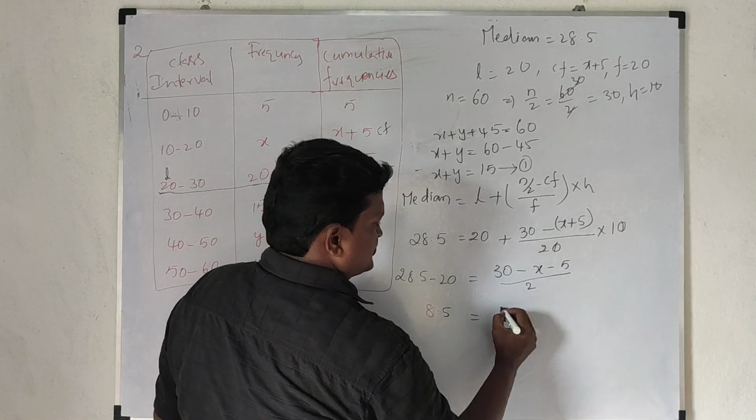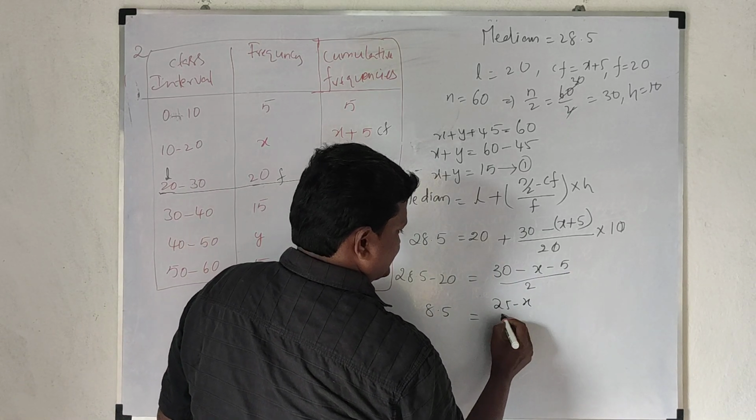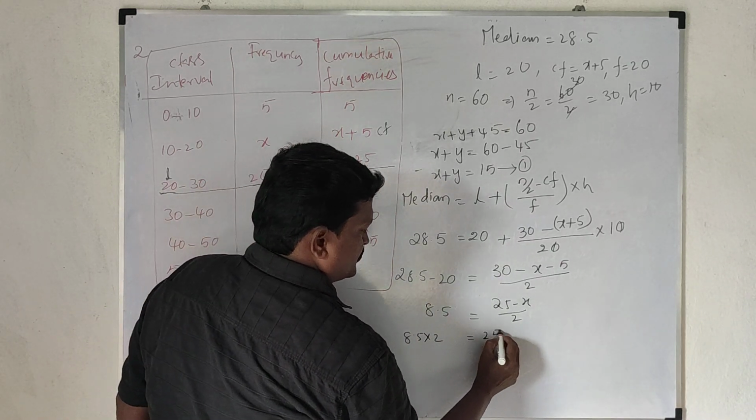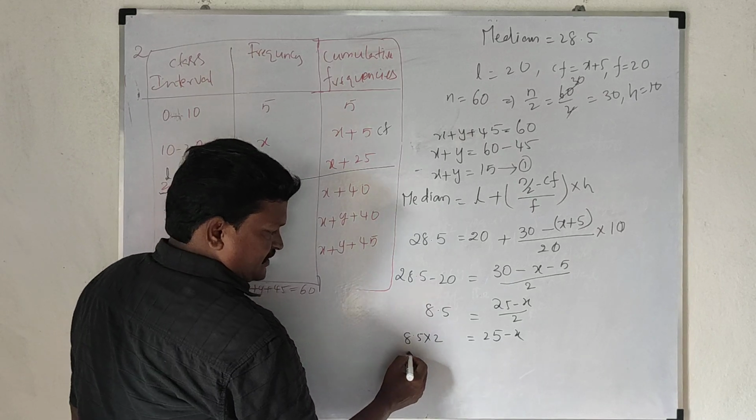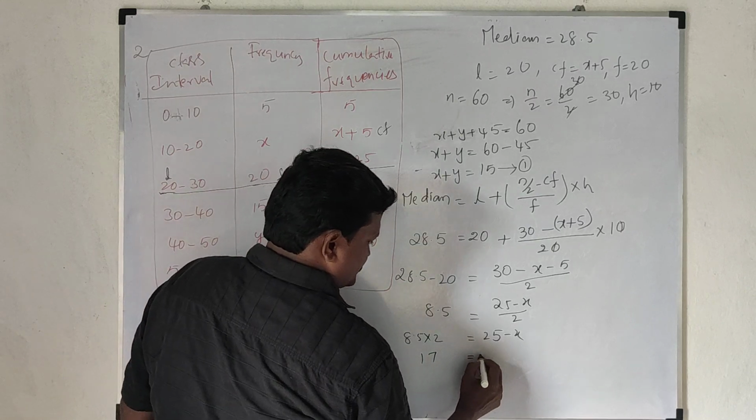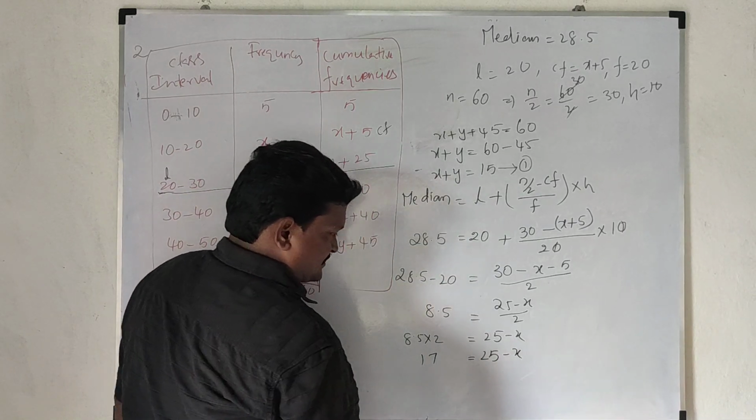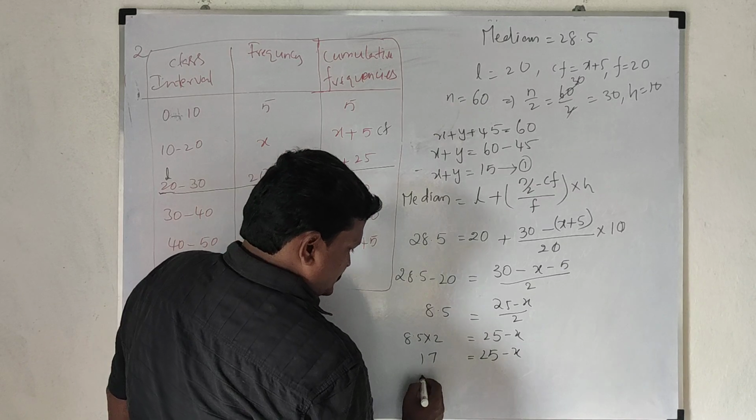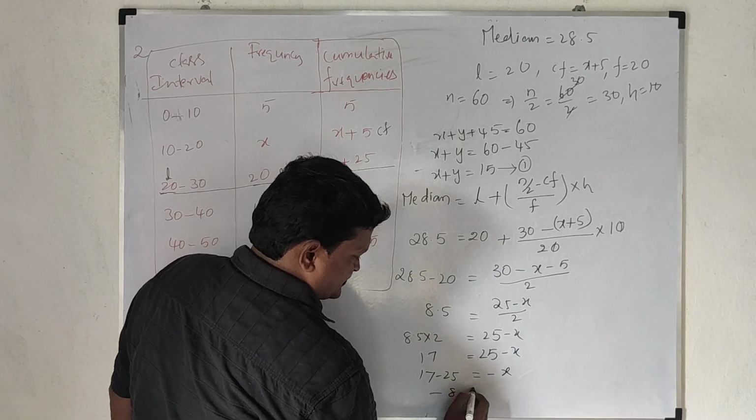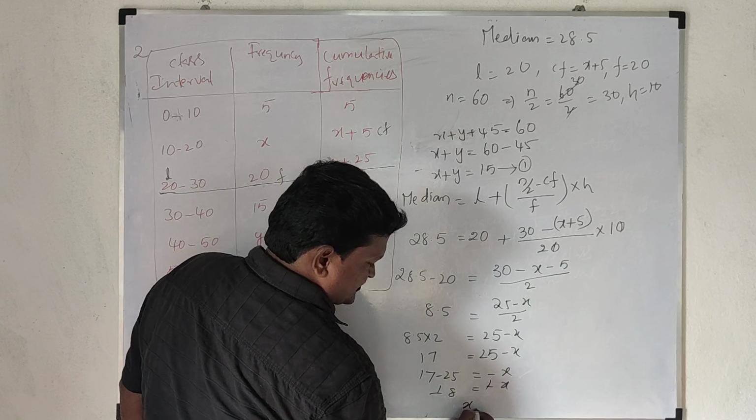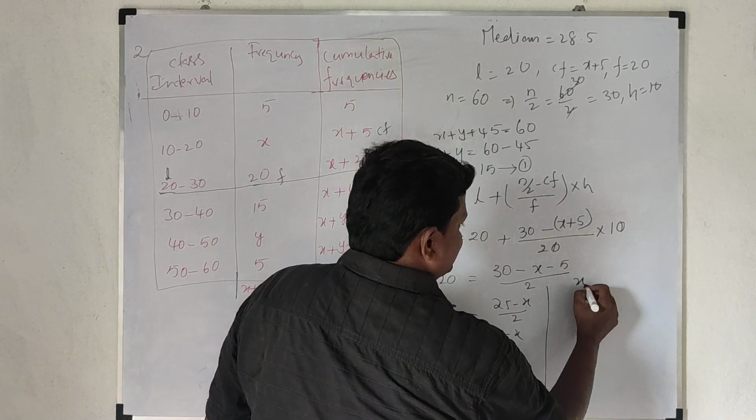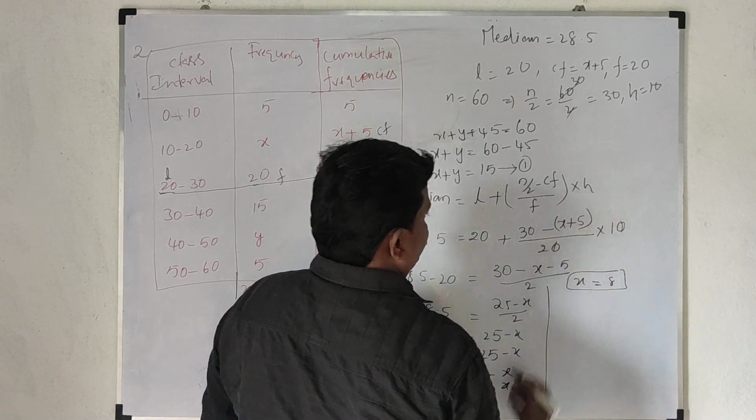8.5 is equal to (30 minus 5, which is 25, minus x) by 2. Send the 2 across: 8.5 into 2 is equal to 25 minus x. So 8 and a half, that is 17, is equal to 25 minus x. Now send the 25 to this side: 17 minus 25 is equal to minus x, so minus 8 is equal to minus x. The minus cancels, therefore x is equal to 8. This is the x value.